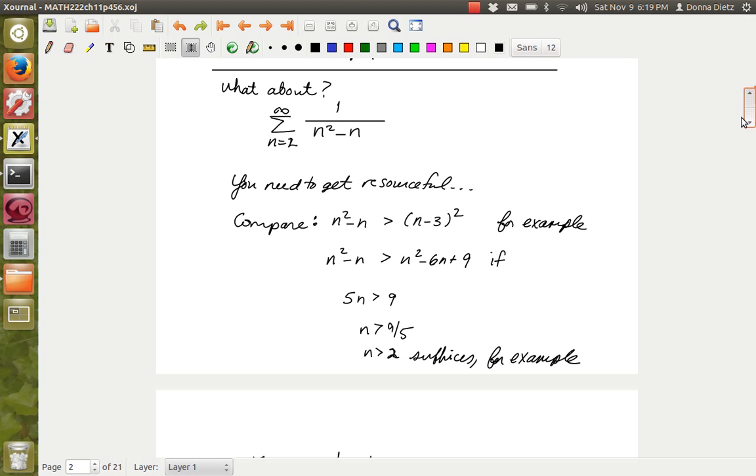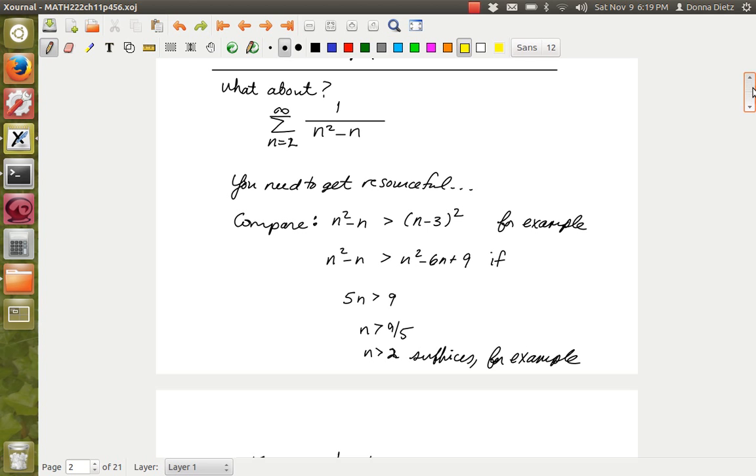What about the following? 1 over n squared minus n. So you need to get resourceful. For example, in this case, here's the big hang up: it's a minus. If it were 1 over n squared plus n, you would simply say the denominator is consistently larger than the 1 over n squared variant. And so since the denominator is strictly larger, the whole thing is strictly smaller, and then you're good to go. But this is not quite working because we're actually making the denominators smaller, so the whole thing is actually getting bigger. So we just need to be a little bit more careful about how we do this.